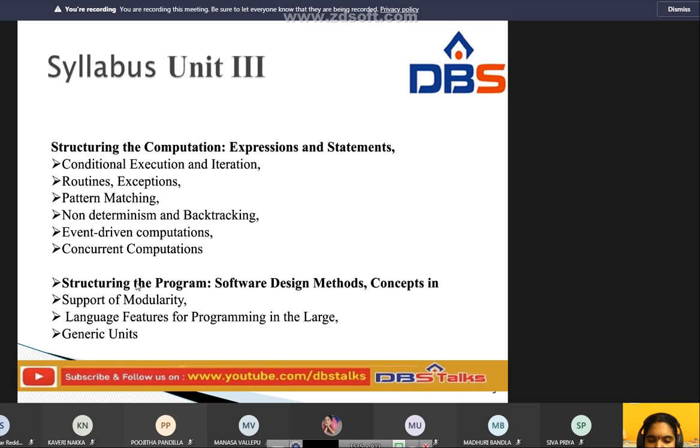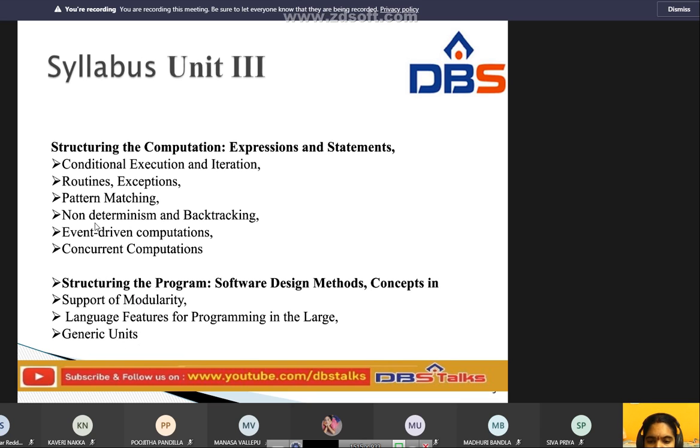Next, the second chapter in the third unit is structuring the program. In structuring the program we have software design methods and concepts in support of modularity, and language features for programming in the large, and generic units. These are the topics under the third unit.